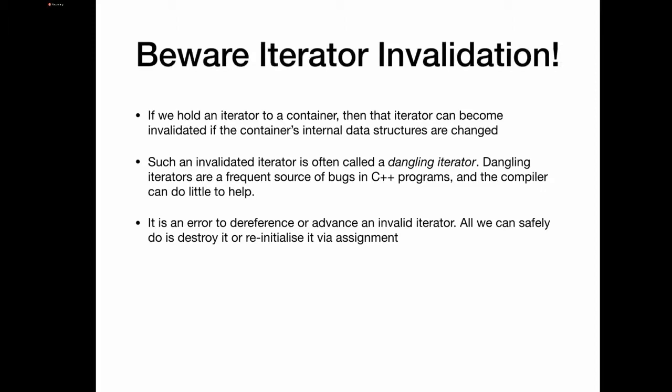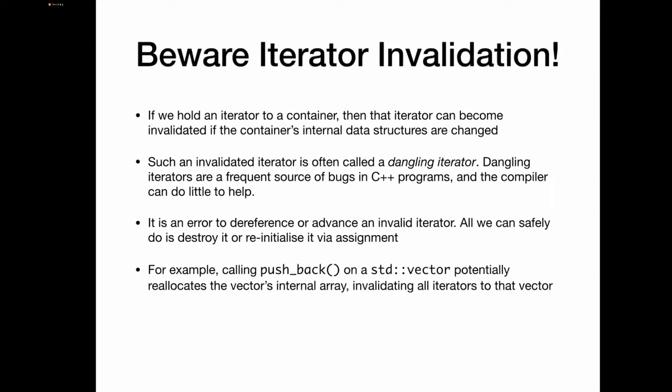So if we have a dangling iterator, what do we do? We can't dereference it because it no longer points to anything valid. It points to a bit of junk memory. We can't even advance it because we don't know where to go next. So the only things we can safely do are either destroy it, let it fall out of scope, or reinitialize it by assignment. If you remember, we were talking about moved-from types, it's kind of the same situation. The only safe things to do: destroy it or reinitialize it.